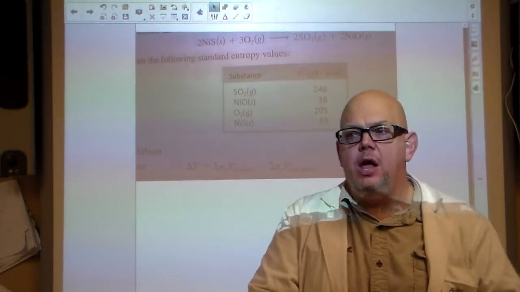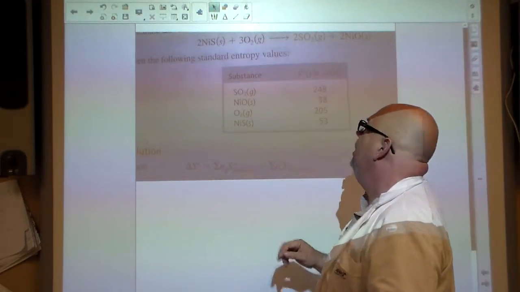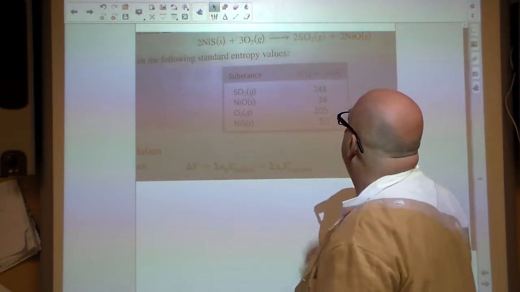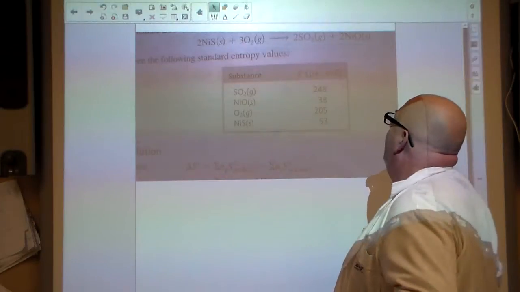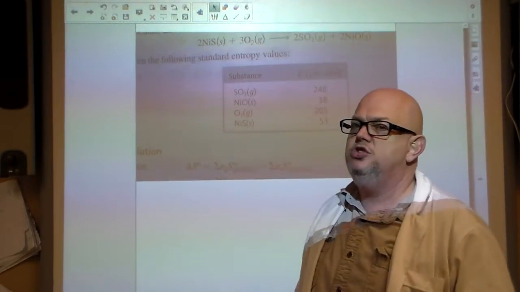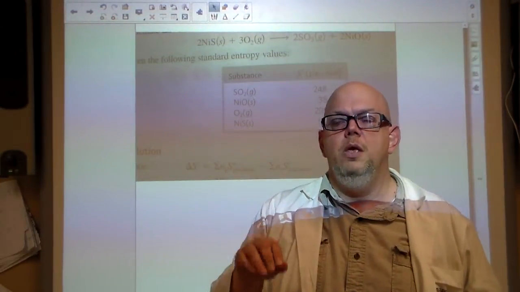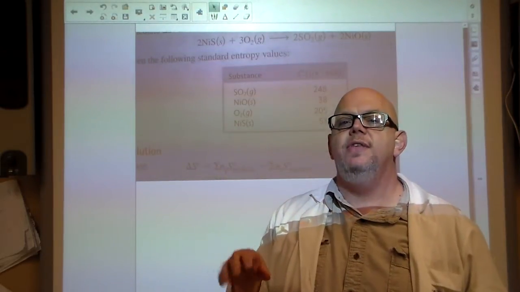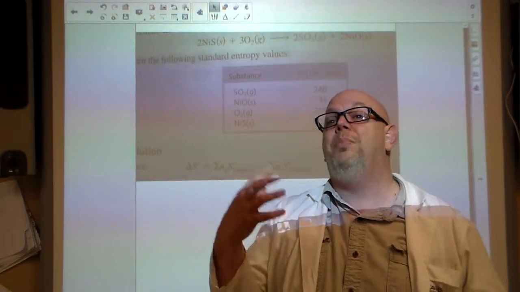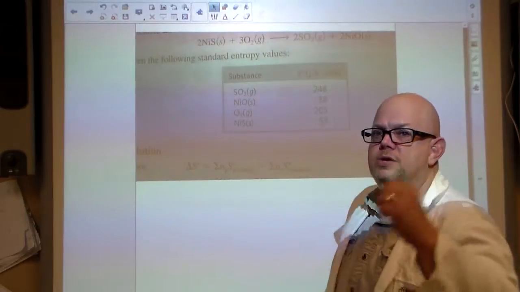Entropy is representing chaos. In this case, we're going to look at this chemical equation right up here: nickel sulfide, burning it in oxygen, and we end up getting sulfur dioxide and nickel oxide as a result of this. Now the question comes down to, what's going to be happening with the entropy? Is the entropy going to go up or down? If the entropy is negative, then that means it's going down. That means there's going to be more order. If the entropy is positive, that means there's going to be more chaos and disorder.